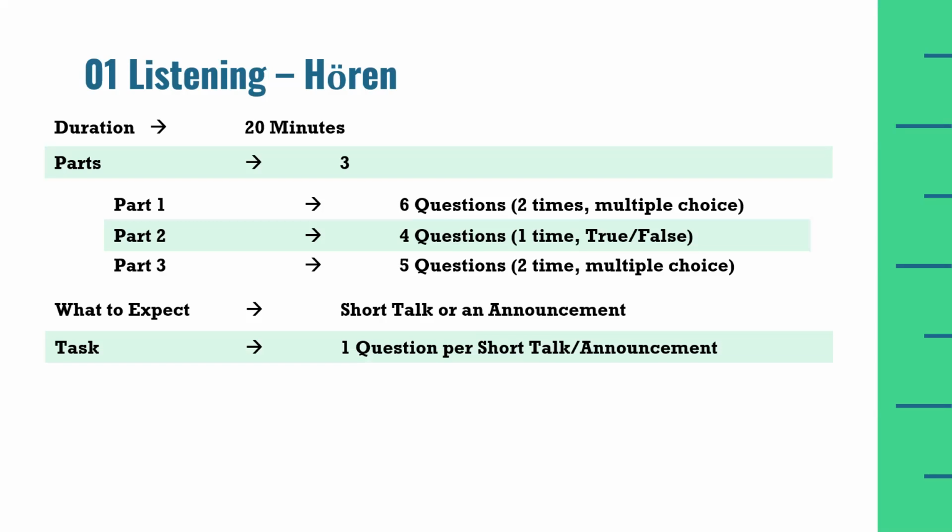In the first part of the listening section, we will be asked 6 questions. Each question will have 1 short talk or 1 announcement, and we will listen to each twice. Each announcement or short talk will be played twice, and we will be asked multiple choice questions after each one. So in the first part, there will be 6 short talks or announcements, and for each there will be 1 question.